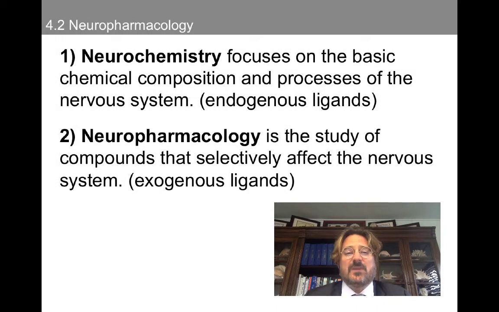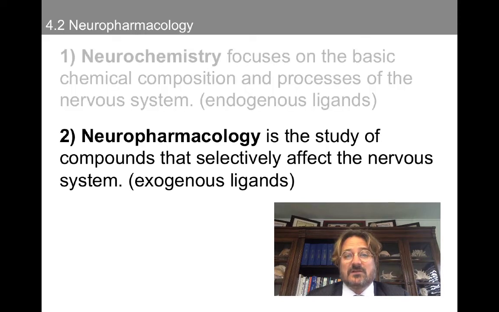Neurochemistry focuses on the basic chemical composition and processes of the nervous system, whereas neuropharmacology is the study of compounds that selectively affect the nervous system. Whereas neurochemistry is more focused on endogenous ligands, neuropharmacology is focused more on exogenous ligands. The last lecture we focused on neurochemistry, but in this lecture we're going to focus on neuropharmacology.